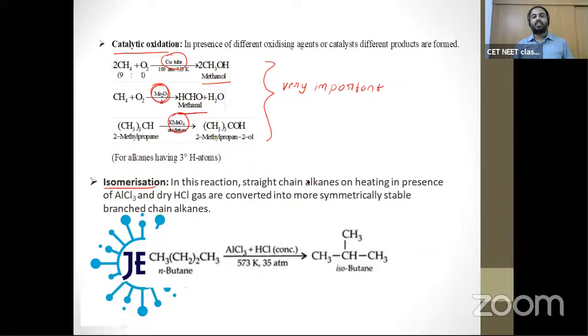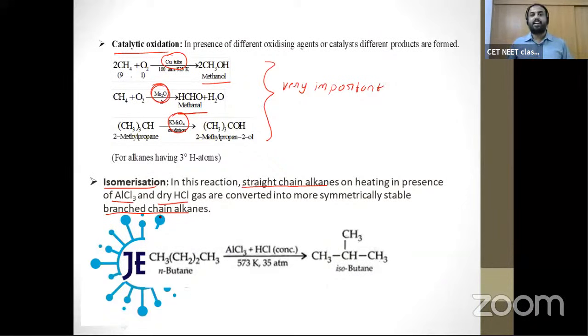In these reactions, straight chain alkanes on heating in presence of aluminum chloride and HCl get converted to branch chain alkanes. Straight chain alkanes become branch alkanes. This process is called isomerization.